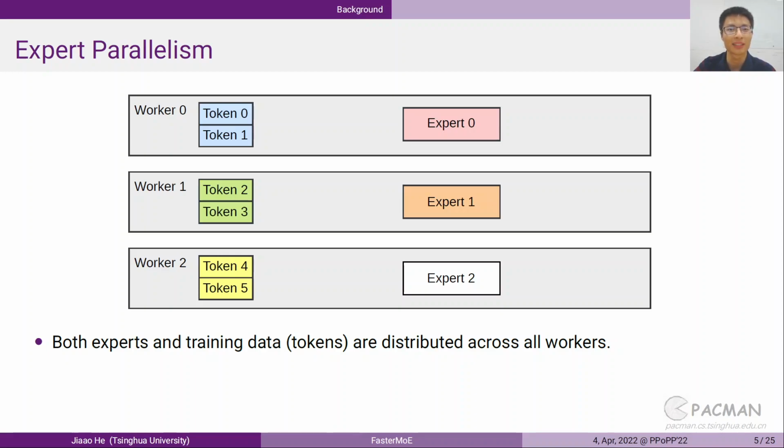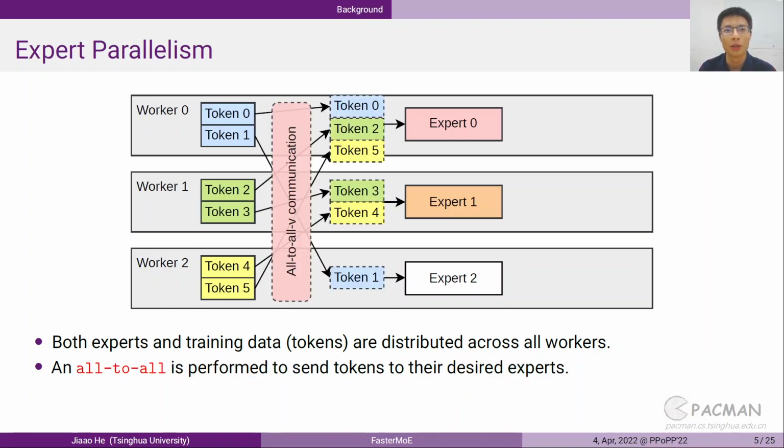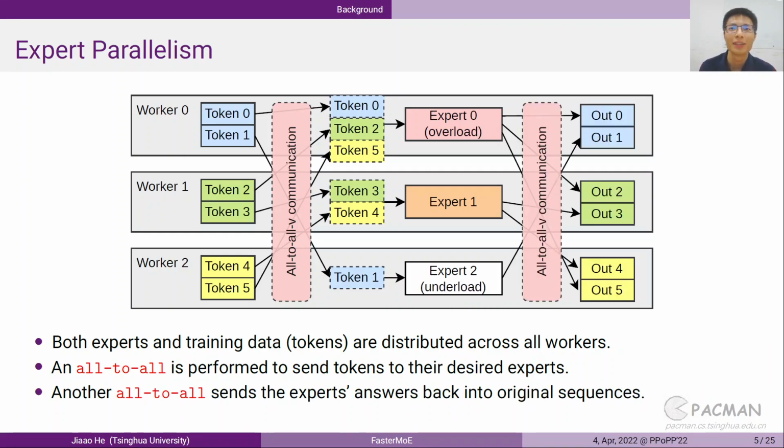As I mentioned before, the gate selects a desired expert for each token. So we perform an all-to-all communication to send all tokens to the worker where their desired experts are placed. Then, at the place where the experts are placed, all the tokens are processed. After that, we perform another all-to-all communication to send the output to the original place where the input was placed so that they can be used in the following non-MoE layers. For example, the attention layers that require the sequence structure.